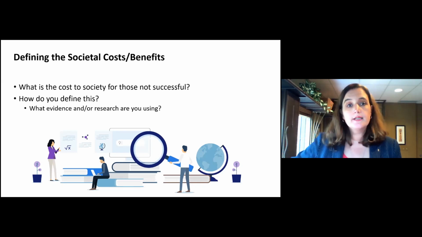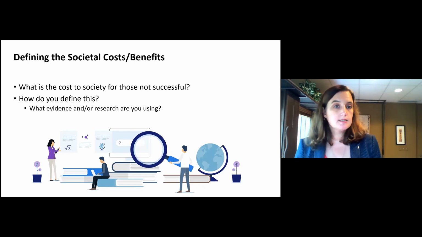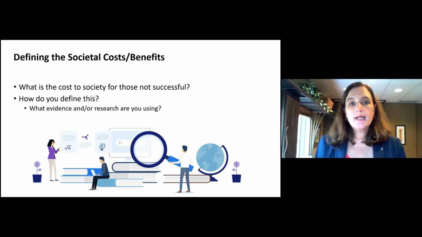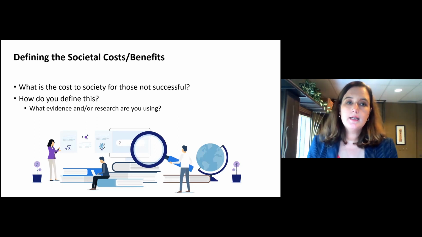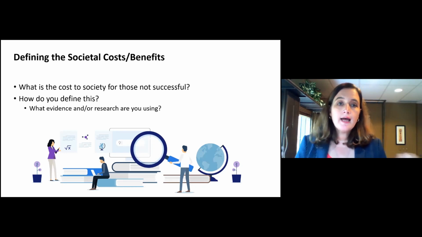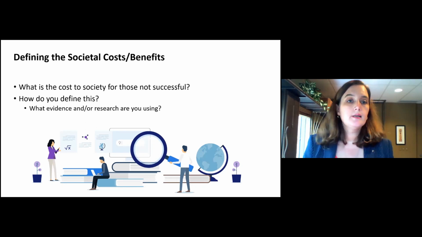So we really did a true cost benefit analysis, because we calculated what was the cost to the society the previous year and what was the cost to the society this year with these individuals in this housing program. So in that case, it's really, really empirical.